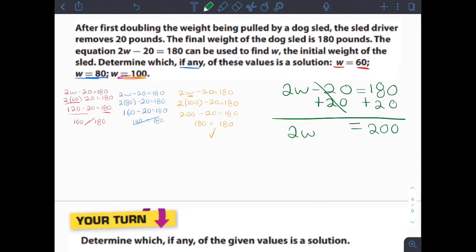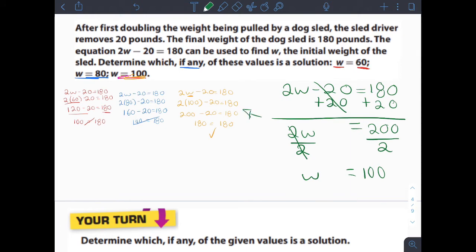It says 2 times W, so that means this is multiplication. So I'm going to go ahead and do the opposite operation, which will be division. And with dividing 2 by 2, we'll cancel out my 2's, leave my W alone, which is what I want. I want my variable by itself. Then when you do it on one side, make sure you do it on the other side. So I'm going to go ahead and divide 200 by 2, which I know is 100. And I get that W is 100, which is the same thing as we got here.